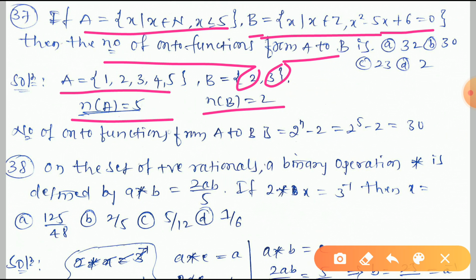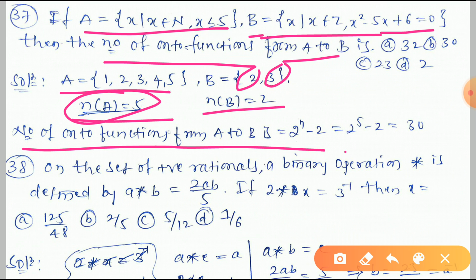Similarly, n of B is equal to 2. Here we know one standard result, the number of onto functions from A to B is 2 raised to n minus 2. Put n is equal to n of A, n of A is equal to 5. 2 raised to 5 minus 2. 2 raised to 5 is 32. 32 minus 2 is 30. Therefore, the right choice of this question is B, that is 30.